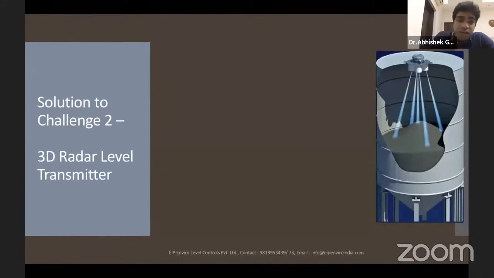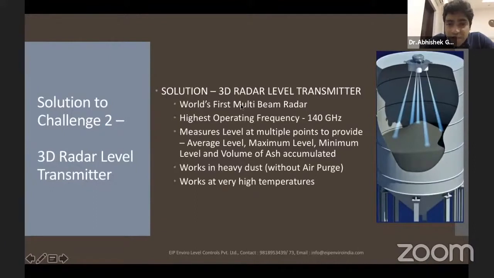So the solution again remains the 3D radar level transmitter, whose features I've already explained. On the right side of the screen, you see how a 3D radar level transmitter would be working in a fly ash silo. It has 5 beams in different directions. Using these 5 beams, I'm able to generate a real-time 3D profile of the material, because it has XYZ coordinates of those 5 points. Joining them, we get a real-time profile of the material.